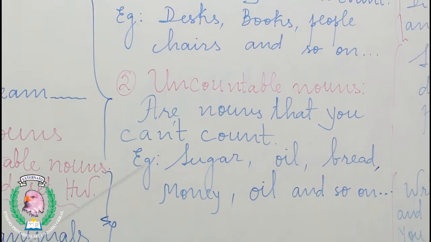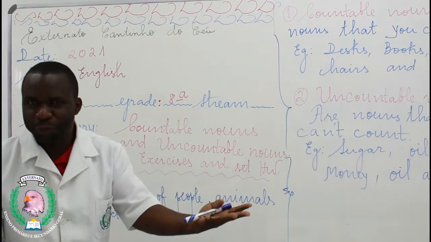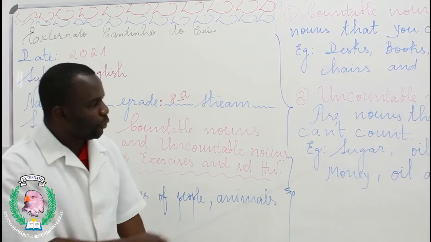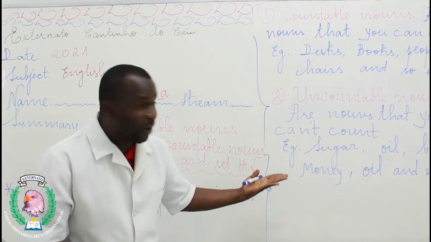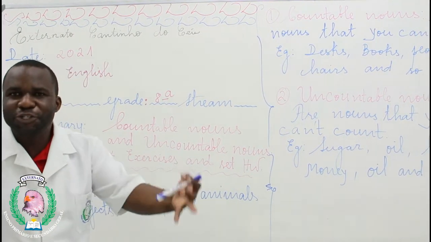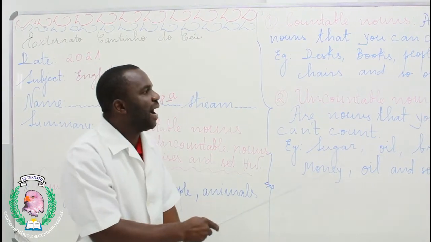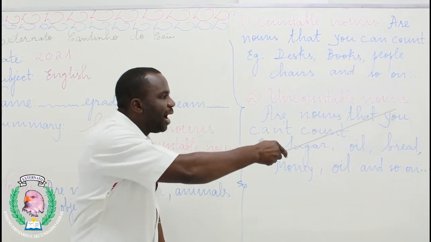Here we have sugar. There is no way to say 1, 2, 3, 4 sugar. Is it possible, class, to say 1, 2, 3, 4 sugar? There is no way. Oil, there is no way to say 1, 2, 3, 4, 5 oil. That's why we call these uncountable nouns.